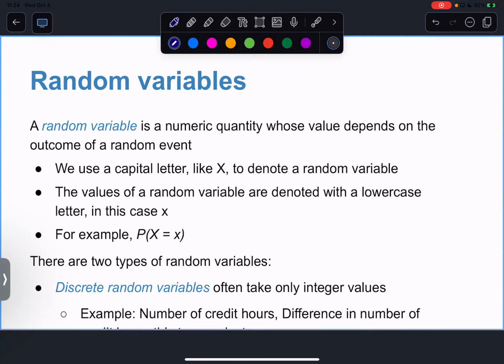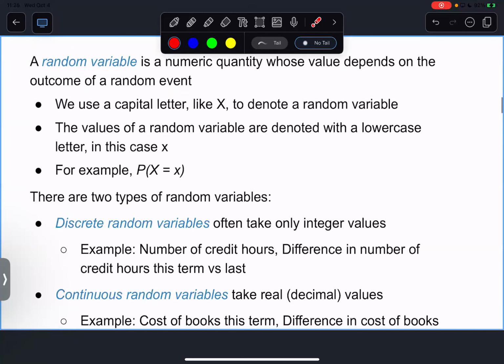So a random variable is some outcome that depends on a random process or some random event, okay? In terms of notation, we use a capital X to denote the general event. For example, if I roll a die, so if X is rolling a die, then the possible individual outcomes are 1, 2, 3, 4, 5, 6, right? So the values of a random variable are denoted with a lowercase letter, which we usually use lowercase x.